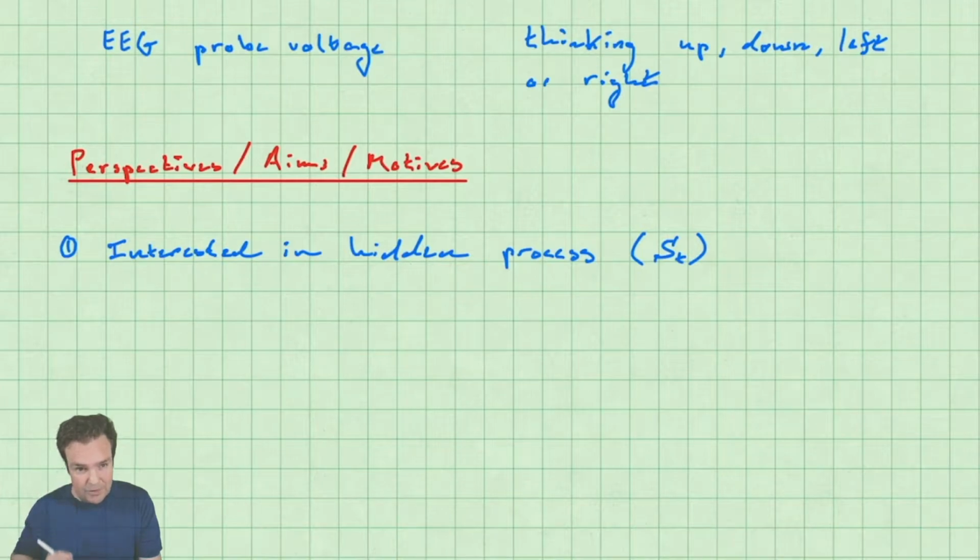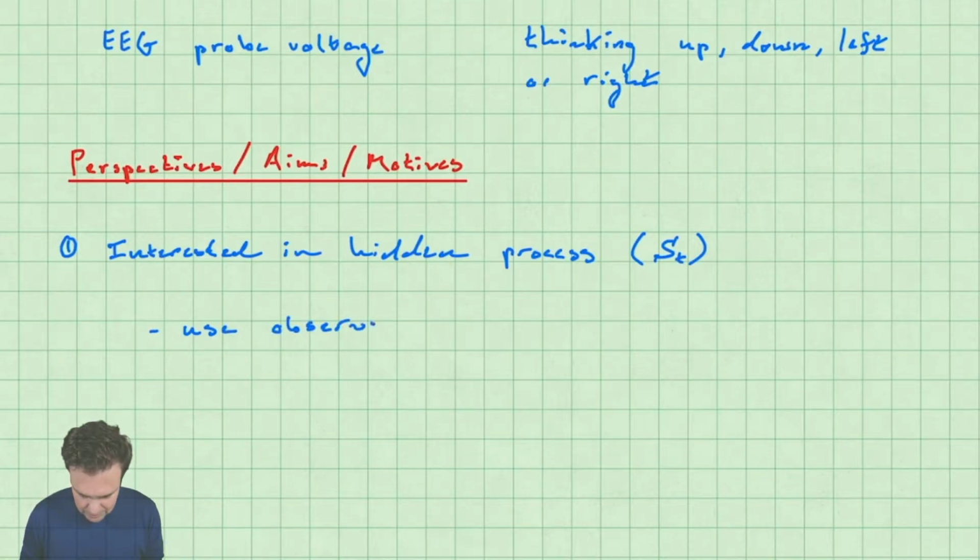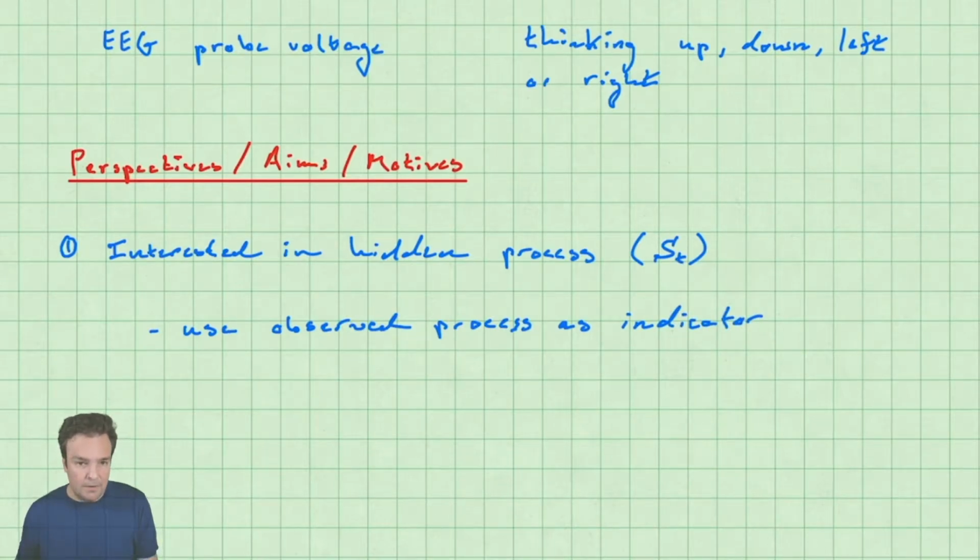So one thing you might want to do is use the observed process as some sort of an indicator of what these are. Use the observed process as an indicator, you might say, like an indirect and noisy one.